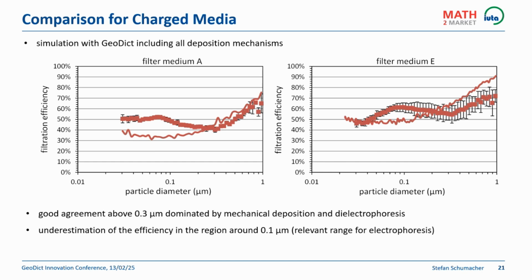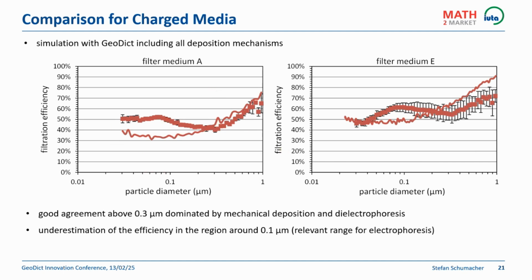When we turn on electrostatics, it also fits quite well for the larger particles. So obviously mechanics and this dielectrophoresis already works very well. We find some deviations still for the smaller particles here in the range around 100 nanometers, so in this electrophoresis dominated part. And this is something we are currently working on in the project. You have this kind of bump here, which is not yet reproduced in the simulations.